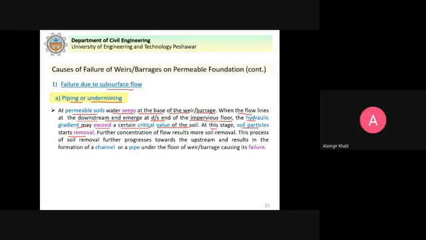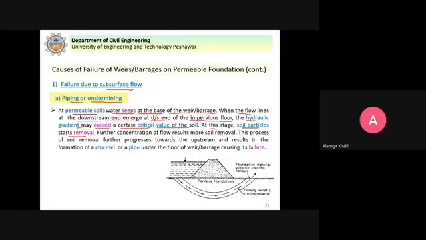If this force is large enough, it will carry these soil particles along. So what happens is that when any hydraulic structure is resting on pervious foundation, the water flows below the foundation, and at the water exit, if the seepage force is strong enough, it will carry the soil particles along. As a result, further concentration of the flow results in more soil removal. It will continue. This process starts at the end point and then progresses towards the upstream.